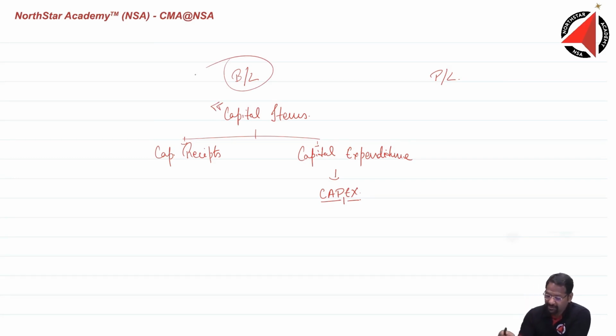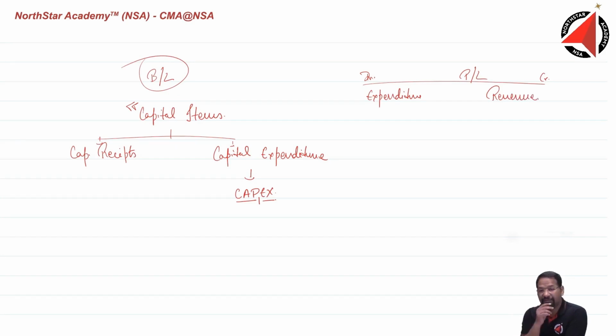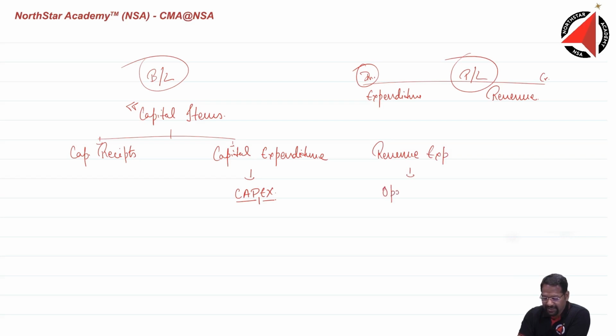Any item which belongs to the P&L account or the income statement will be either on the debit side or on the credit side. If it is on the debit side, this is the expenditure side, and this is the revenue side. All those expenditures or debit items which are of revenue nature find place inside the P&L account. What is revenue? What is capital nature? I will talk about it. So these are called revenue expenditure, or in more fancier term, operating expenses.